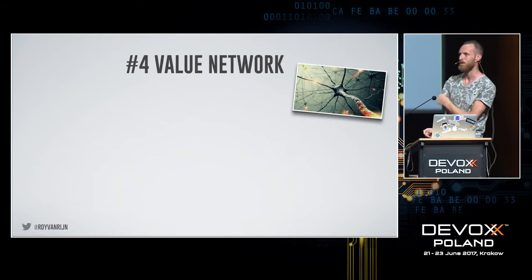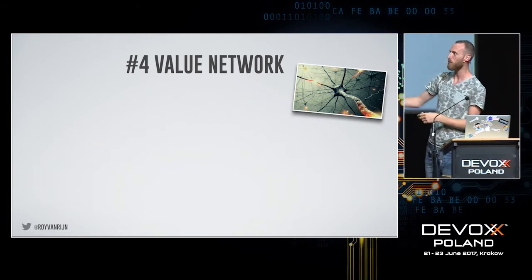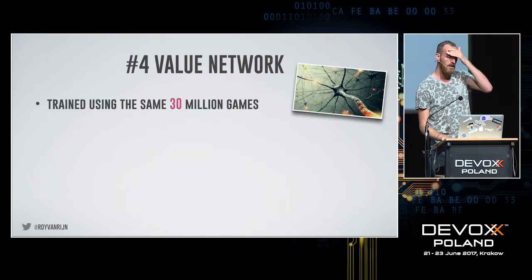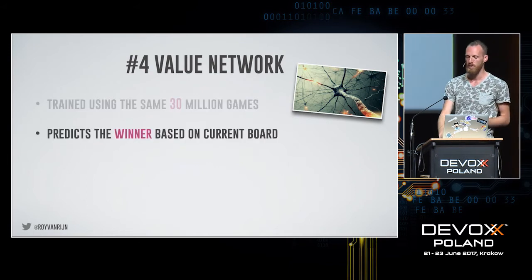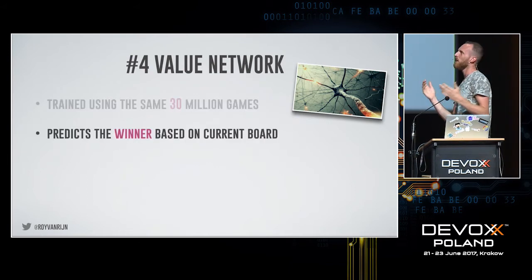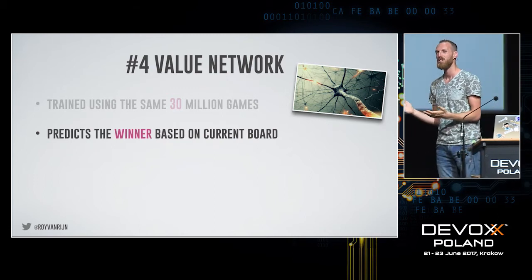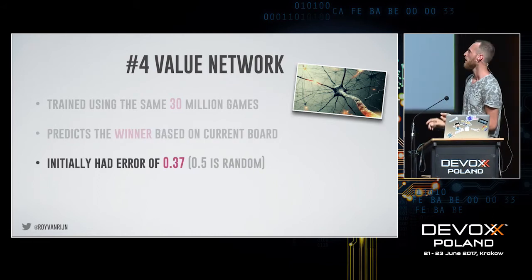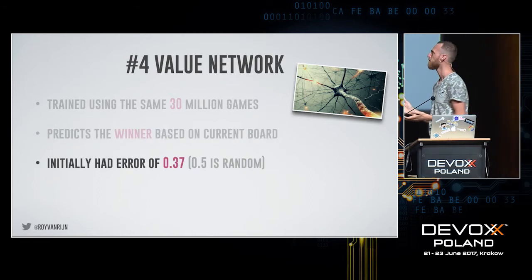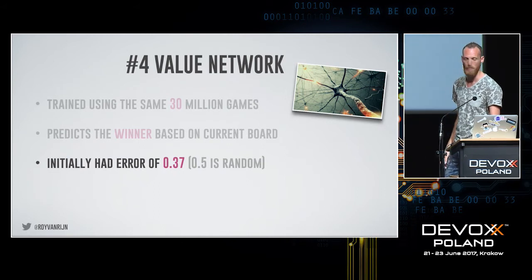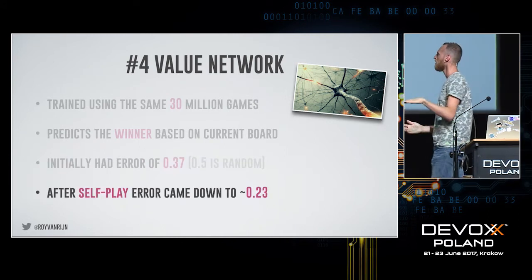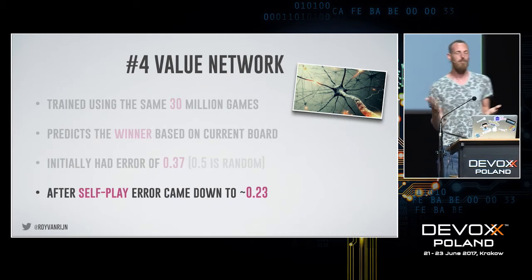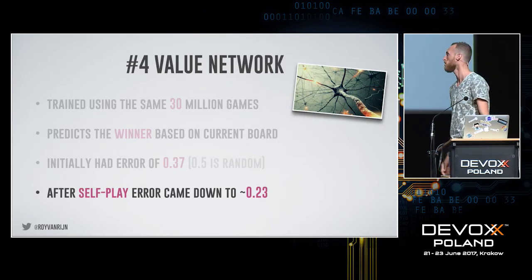But they weren't done yet. We're so good at making neural networks, we'll make a fourth one. And this is called the value network. What does this network do? They used the same 30 million amateur matches, and they asked it, can you predict the winner based on the current board? So this is basically the evaluation function. Initially, it had an error of 0.37, where 0.5 is obviously a random pick. And after self-play, this error came down to about 0.23. Doesn't sound very amazing, but it's much better than any evaluation function ever written for Go.